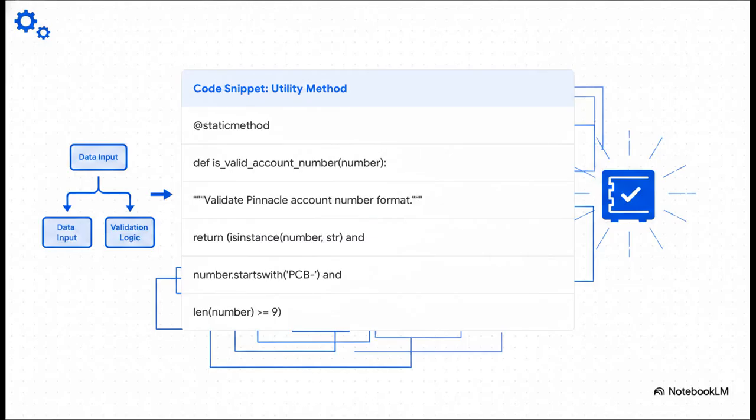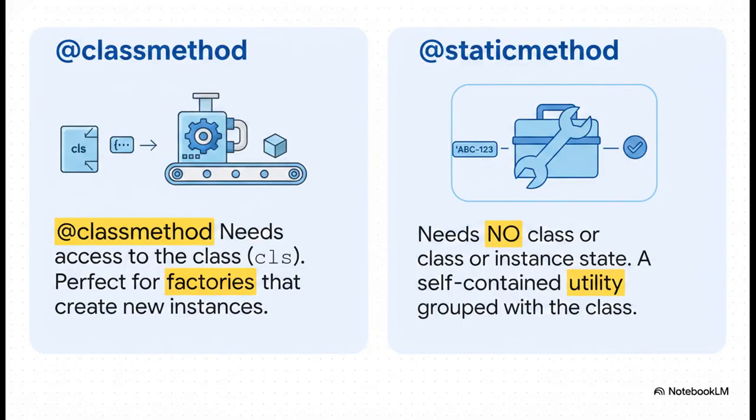It knows literally nothing about the class or any of its instances. This is a perfect example. This isValidAccountNumber function only cares about the number string you give it. That's it. It doesn't touch any other data. We put it inside the SavingsAccount class because it just makes sense to keep all our banking-related utilities neatly organized in one spot.